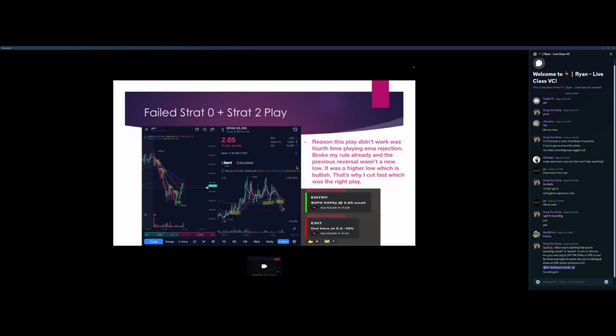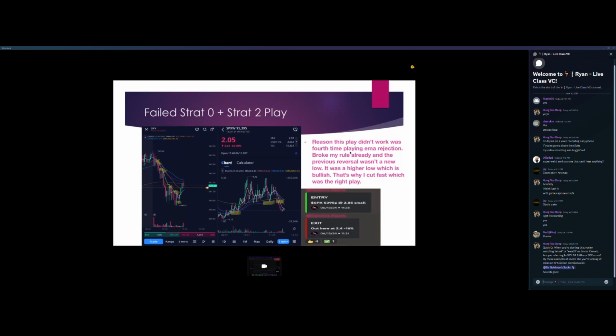All right. This was the worst play I've made in a while. Why? Let's go over this. I don't know why I did this play. This was a failed strat 0 plus strat 2 play. But it wasn't a strat play. I broke my rule. I don't know why I entered this. I don't know what I was thinking. Maybe I was lack of sleep. This was a terrible idea. Let's go over why it didn't work.